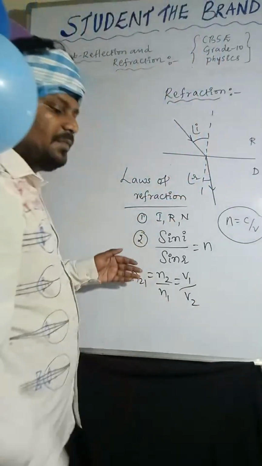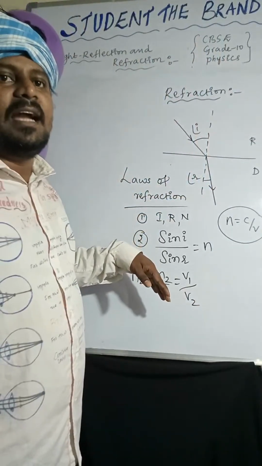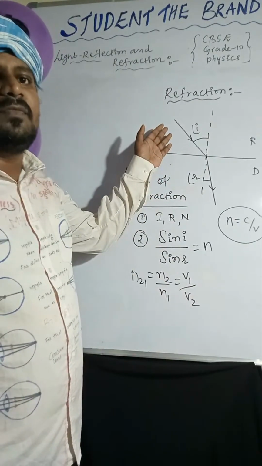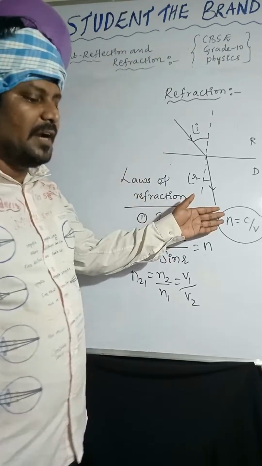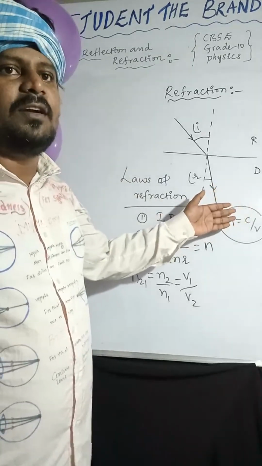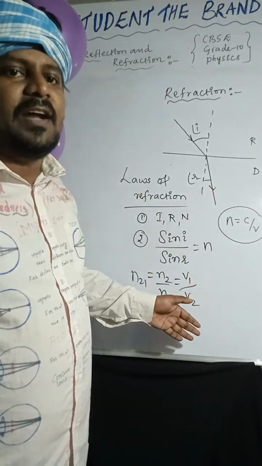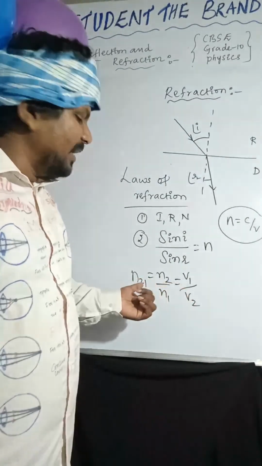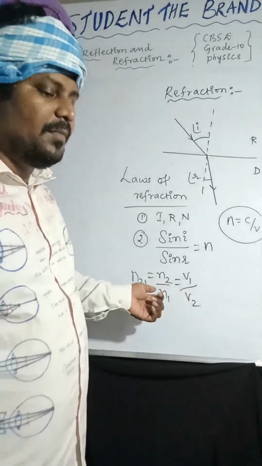So this is the relative refractive index, and this is the absolute refractive index. Absolute refractive index n equals c by v. The relative refractive index is the ratio of the speed of light in the medium.